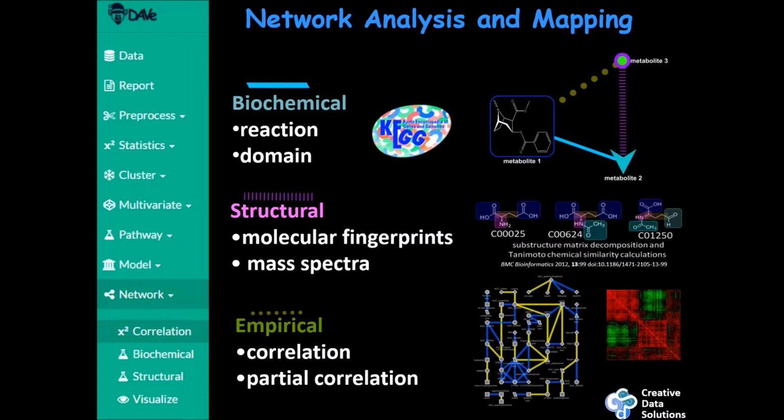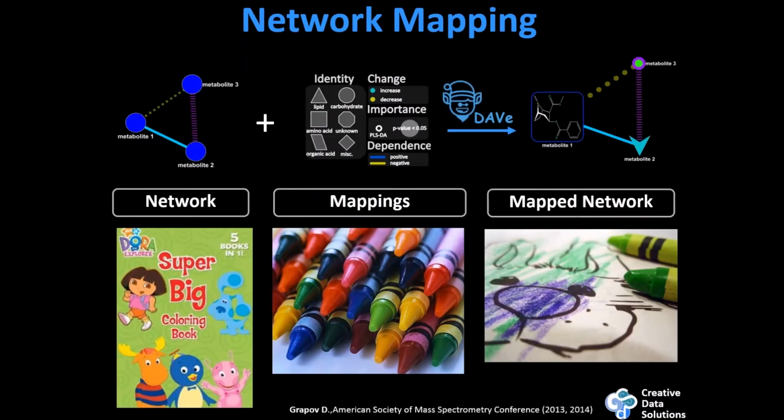Now that's the step of generating your network, but the next thing you want to do is map and integrate all of the statistical and functional analysis and tools on top of that network. This I term network mapping. You can think of your network as a big coloring book. This is your context. These are all of the possible relationships. This is where you need to stay within the lines.